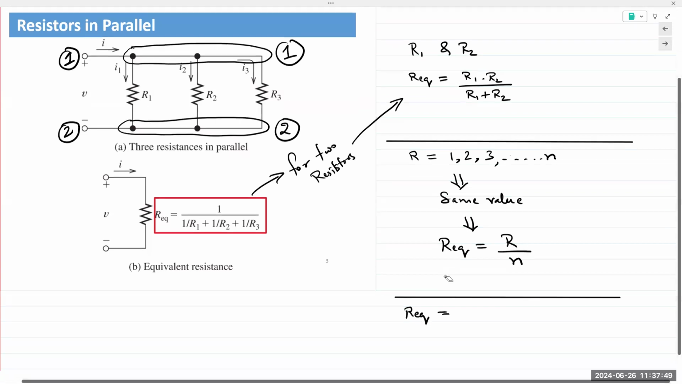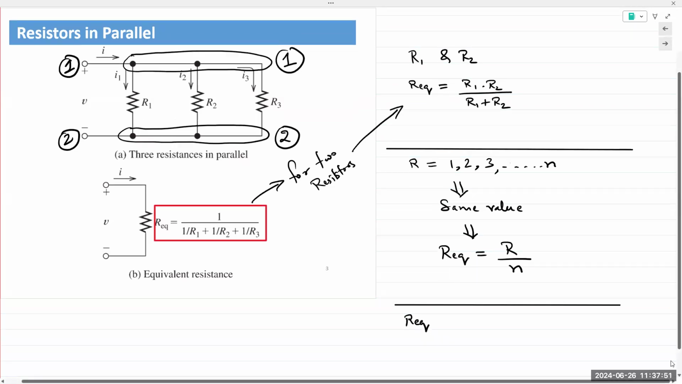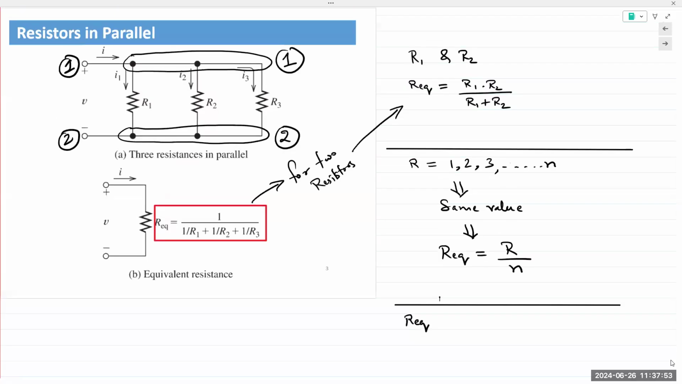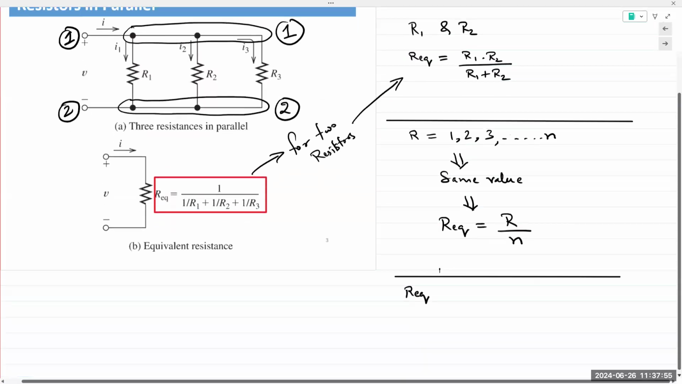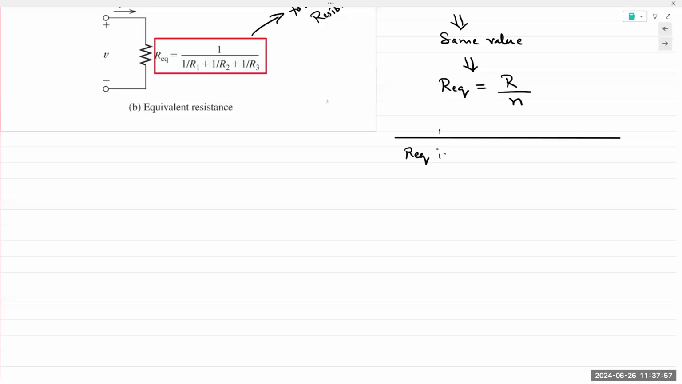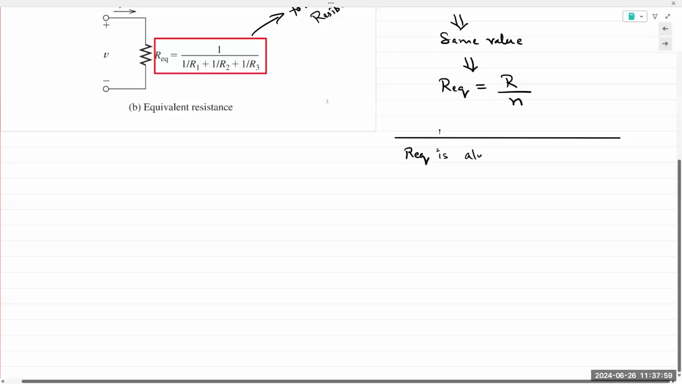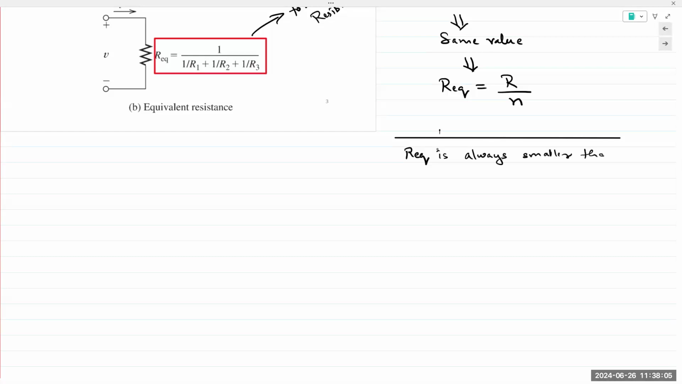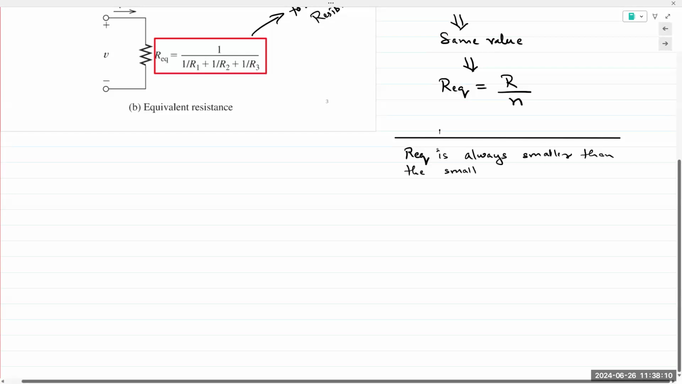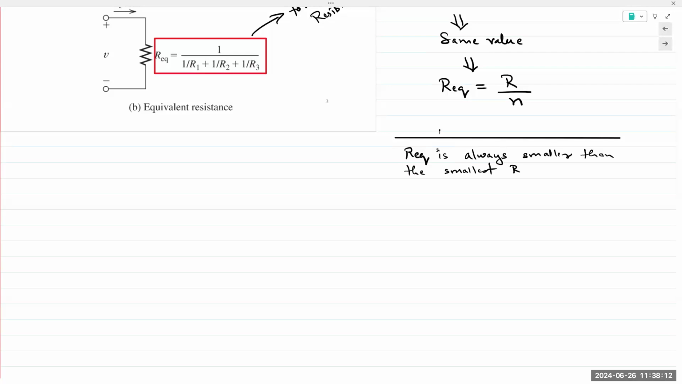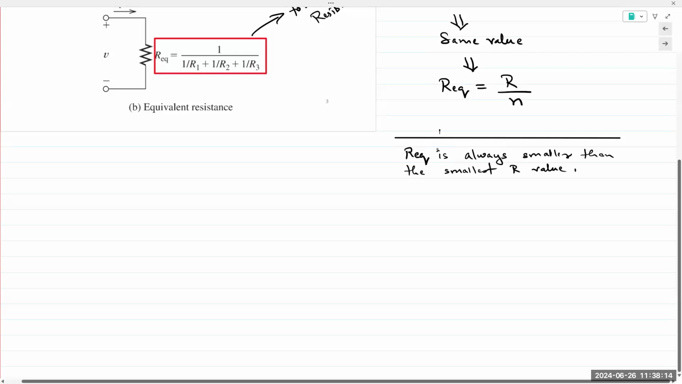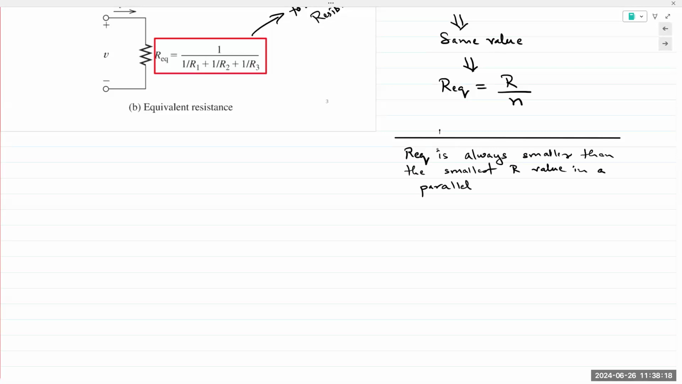So Req in a parallel circuit or a parallel network is always smaller than the smallest resistor value.